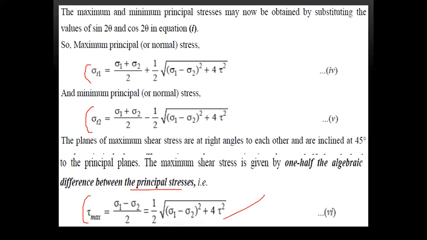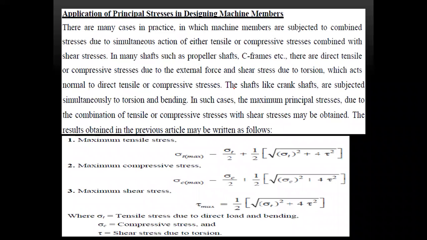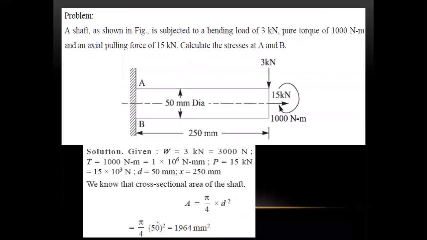This is the thing. Then the applications where you are using these principal stresses. So maximum tensile stress is equal to this formula. Maximum compressive stress, this is the formula. Maximum shear stress, this is the formula. Where sigma T is the tensile stress due to the direct loading and bending, sigma C is the compressive stress, and tau is the shear stress. Next problem.